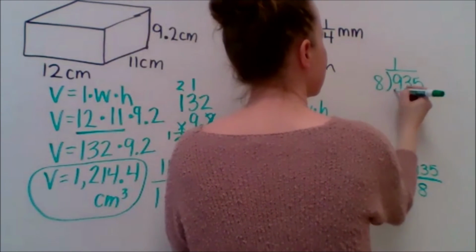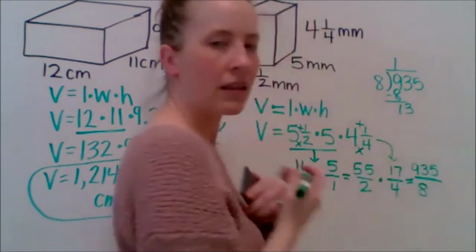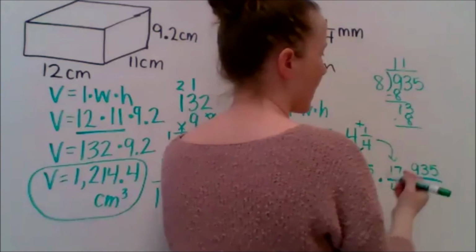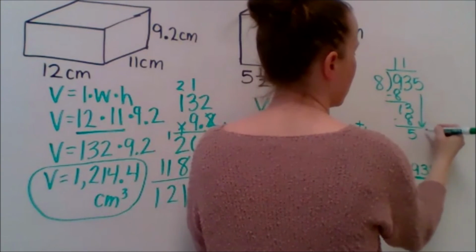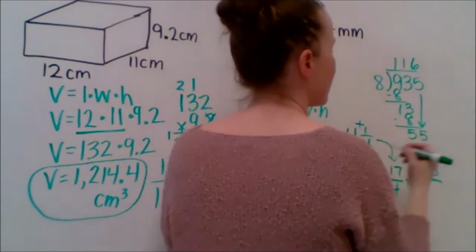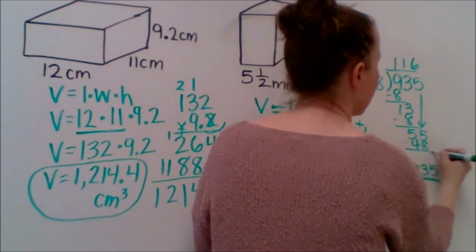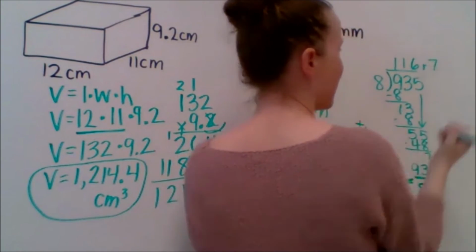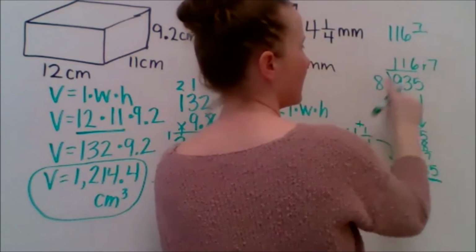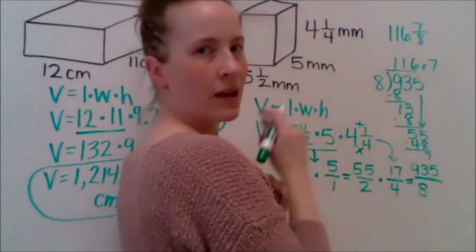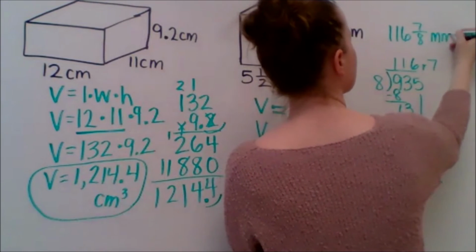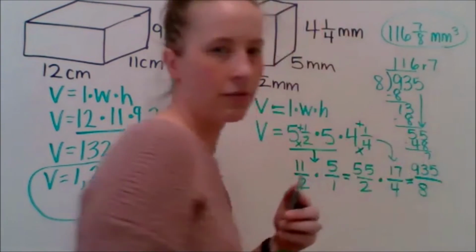So 8 goes into 9 once, 8, 1 left over, bring down my 3. 8 goes into 13 once, 8 times, subtract, and I get 5 left over. Bring down my 5. 8 goes into 55. Let's see, 6 times. That is 48. And there's 7 left over, so it's a remainder 7. But I know that this really means 116 7 eighths. All I have to do is get my label, which is millimeters cubed, and circle my final answer.